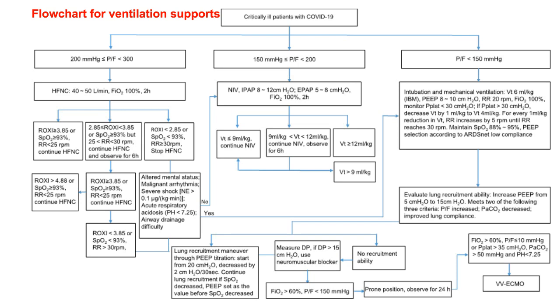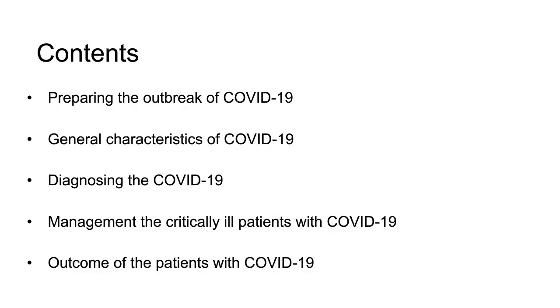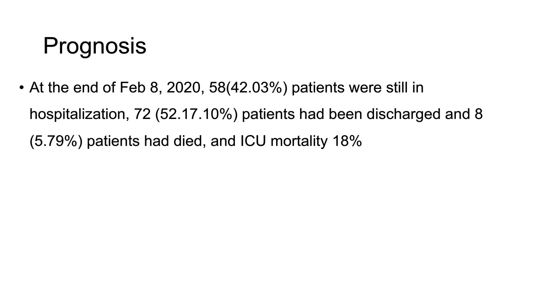So, lastly, I will talk about the outcome of the patients with COVID-19. So, actually, in the first month, most of the patients had a very good prognosis in our ICU. And in the second month, because all the patients were transferred from other hospitals, they were more severe compared to those in the first month. So I mean, the patients' overall mortality is around 30%.